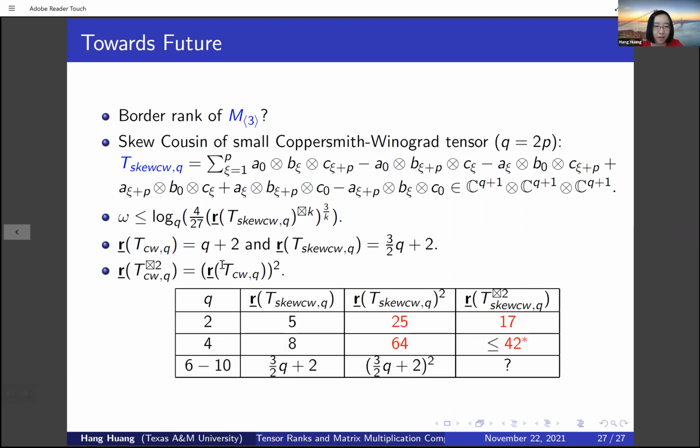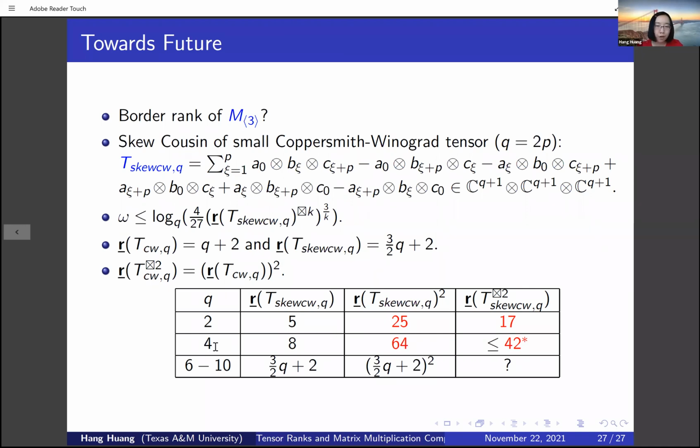So we see that for the Kronecker square of the small Coppersmith-Winograd tensor, the border rank equals the square of the border rank of the small Coppersmith-Winograd tensor. So we have no savings if we take the Kronecker square. However, for its skew cousin, the situation is completely different. When q equals 2, if you take its Kronecker square, the border rank is 17, which is much less than the square of the border rank of the original tensor, which is 25.